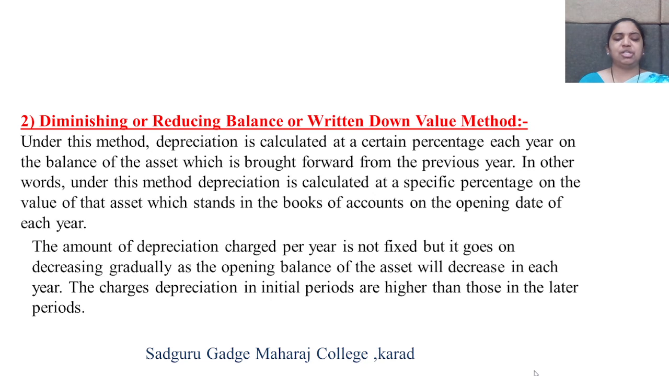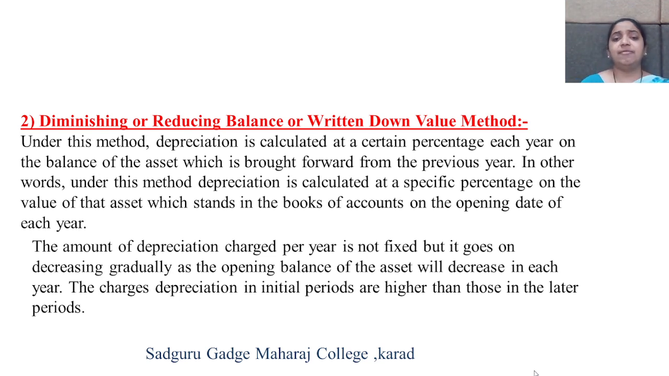The second method is diminishing or reducing balance or written down value method. Under this method, depreciation is calculated at a certain percentage each year on the balance of an asset which is brought forward from the previous year. Under this method, depreciation is calculated at a specific percentage on the value of an asset which stands in the books of account on the opening date of each year. Amount of depreciation per year is not fixed because it goes on decreasing gradually on the opening balance of an asset, which decreases each year, and in the initial period it is higher than in the later period.